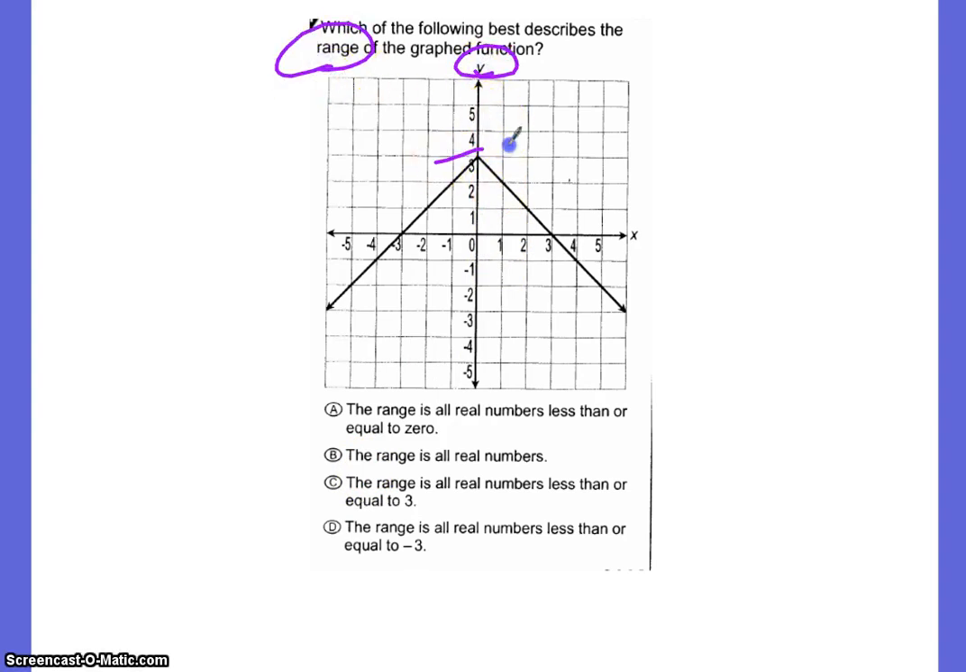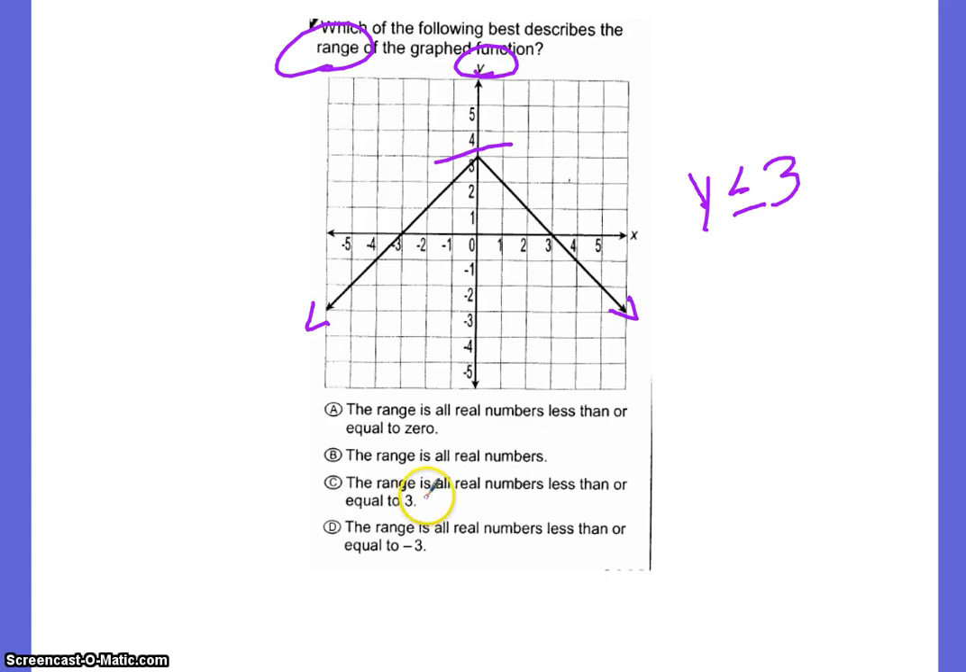So you're going to see how high it goes, and then you're going to notice it has arrows for going down. Okay? So that means it's not ever going to quit going down. But the highest it ever gets is 3. So the way we would write this is there is no bottom, so I don't put anything. Y is less than or equal to 3.